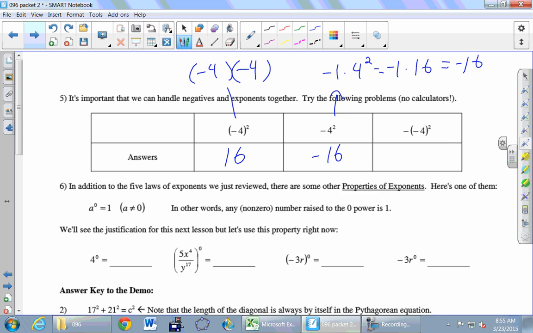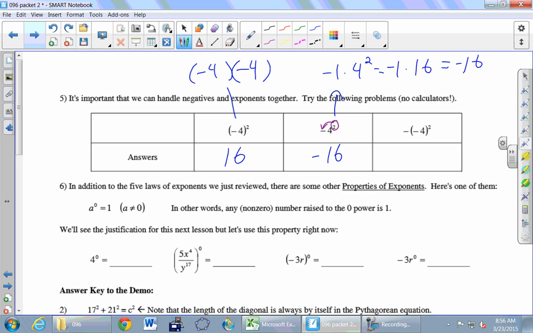A lot of students give exponents more reach, more power than they really have. That squared is not strong enough to reach and grab that negative sign. The negative sign is just waiting in the front, waiting for that weak exponent to do its thing. So the answer here is not +16, it's -16.